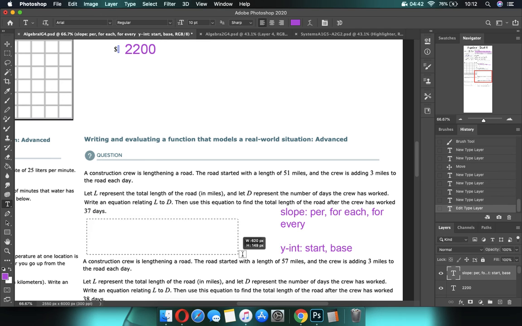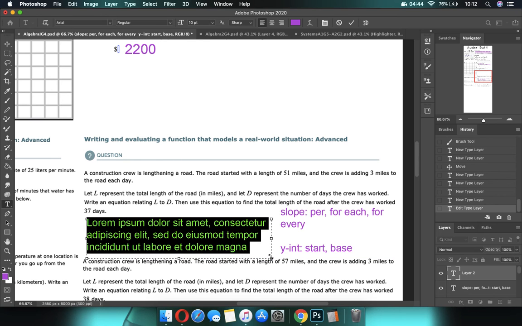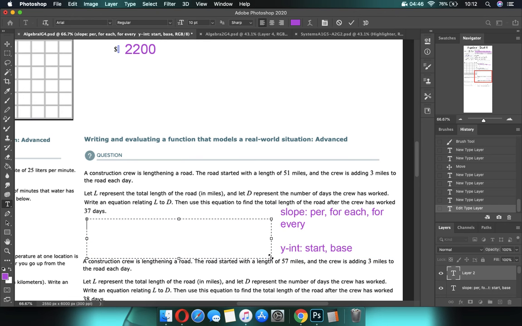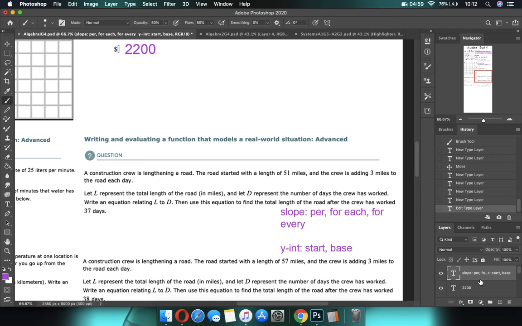So when we actually have those notes written down, let's do some actual reading. Let's see here. Construction crew is lengthening the road. The road started with a length. There it is, right there. Started with, let me get my highlighter out. B. Where's my highlighter? Highlighter, where are you?